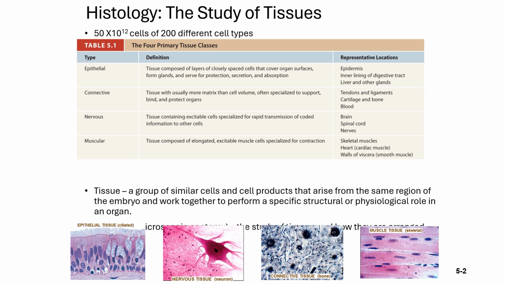There are 50 trillion cells in the human body, which are grouped into 4 categories. They are called the primary tissues. The primary tissues in the body are epithelial tissue, connective tissue, nervous tissue, and muscular tissue. So the study of these tissues is called histology. Histology is also called microscopic anatomy.